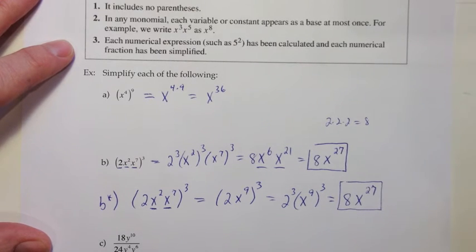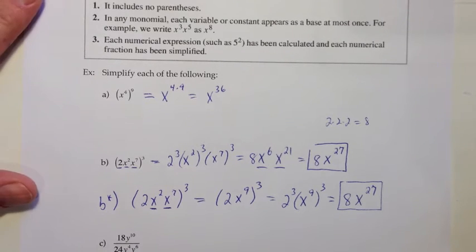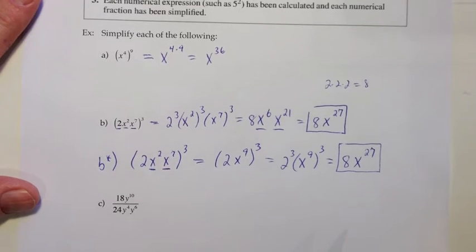So those are both equally fine options. You could do either one. You could distribute first and then combine the like bases later, or you could combine the like bases right away and distribute the power of 3 later. Just really up to you. I wouldn't argue one over the other.